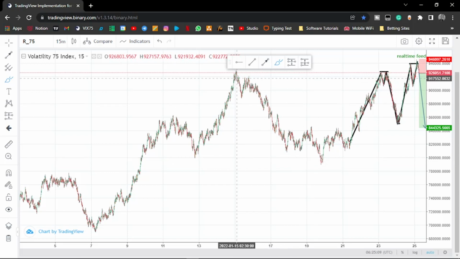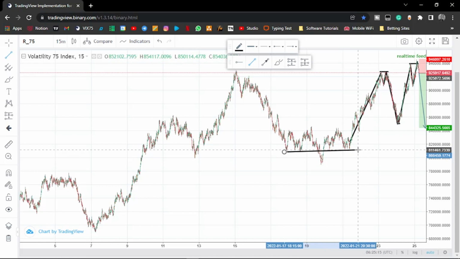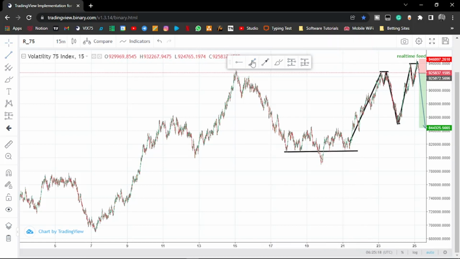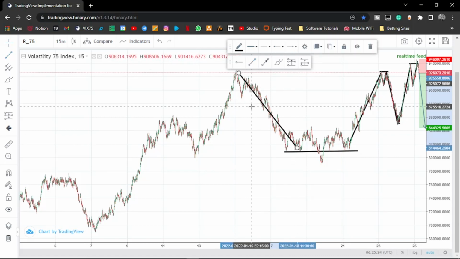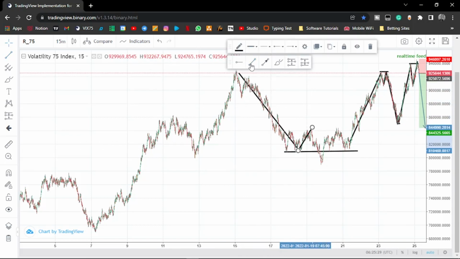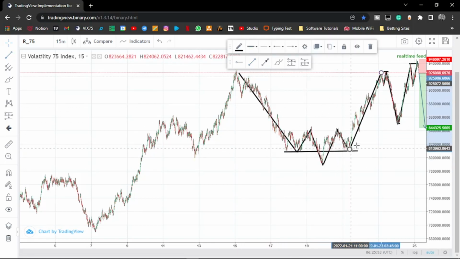And as you can see down here, we had a very big bullish head and shoulders pattern. So this is a downtrend, left shoulder, the head, and the right shoulder.